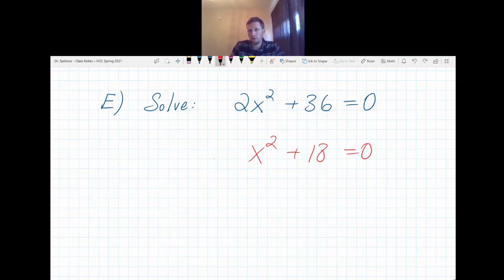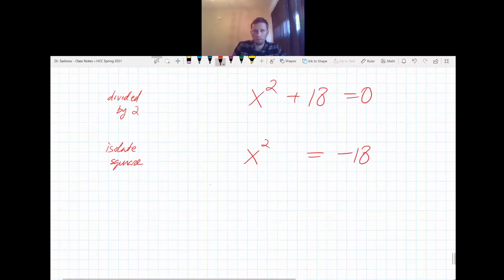0 over 2 is always the same 0. Isolate the square. So divide by 2, divided by 2, because everything is even. Isolate the square. What does it mean? That means make x squared by itself. Whatever is squared, make it by itself. It equals negative 18.